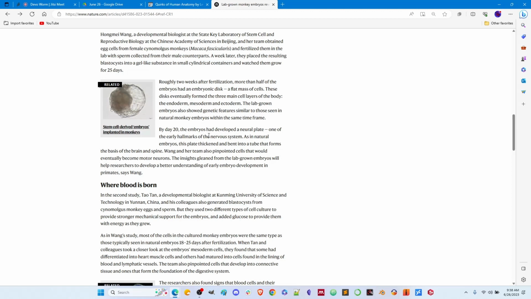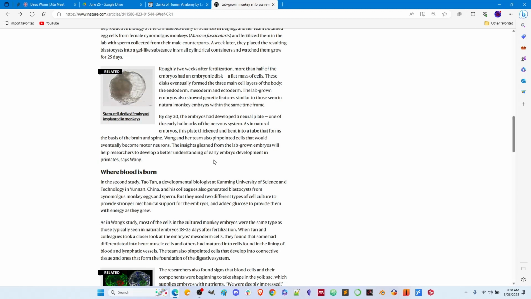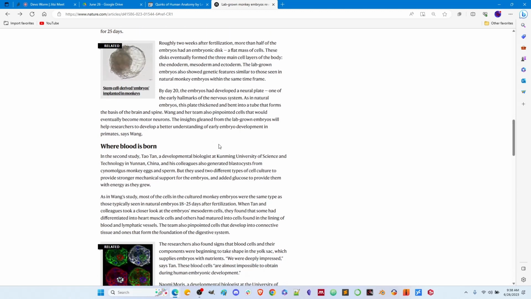These are the three germ layers. The lab-grown embryos also showed genetic features similar to those seen in natural monkey embryos within the same time frame. By day 20, the embryos had developed a neural plate, one of the early hallmarks of the nervous system. As in natural embryos, this plate thickened and bent into a tube that forms the basis of the brain and spine. So this is where they were showing those examples of the neural plate and the neural crest. That's all observable in this model. And you can also see the three germ layers, and then you have earlier stages as well.